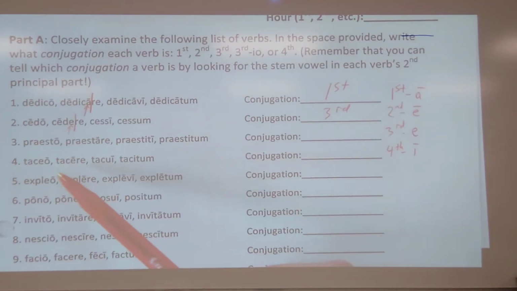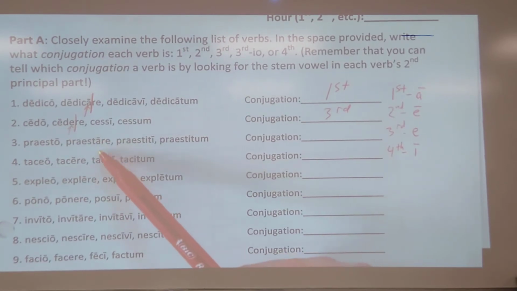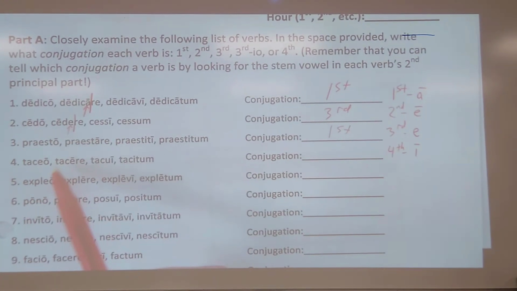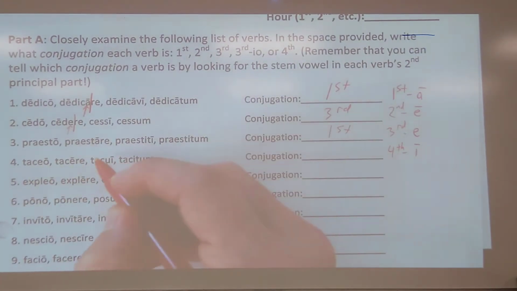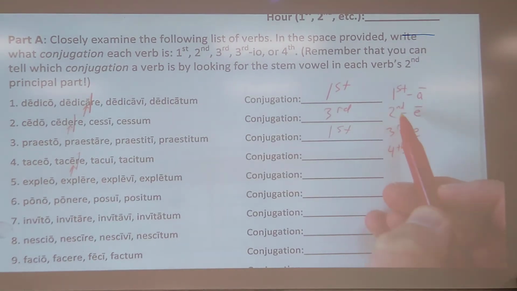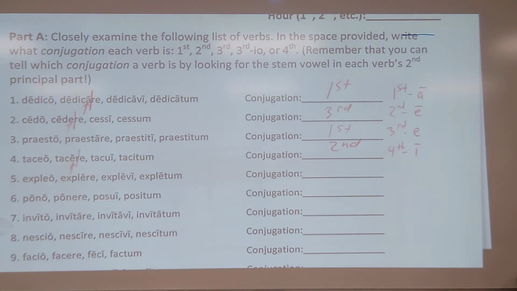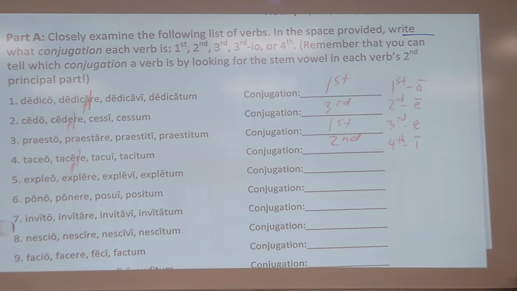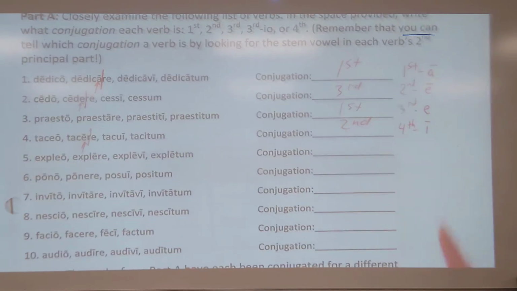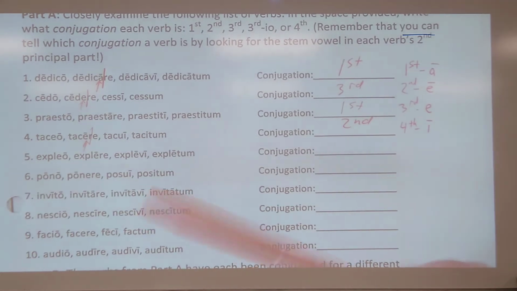And you hopefully can start to see the pattern here. So praesto, praestare, second part, chop off the RE. You have a long A, so this one's first. Takeo, takere, chop off the RE. You have a long E, so it's second. And so forth. If you like, you can go ahead and stop the video now, pause, and go through the next few here.